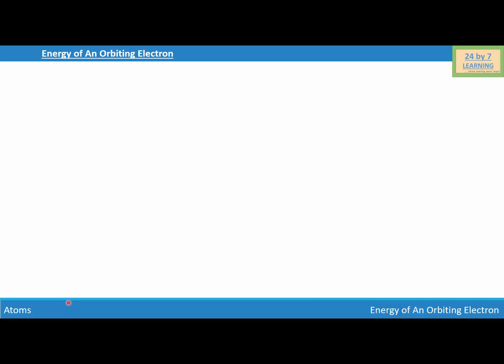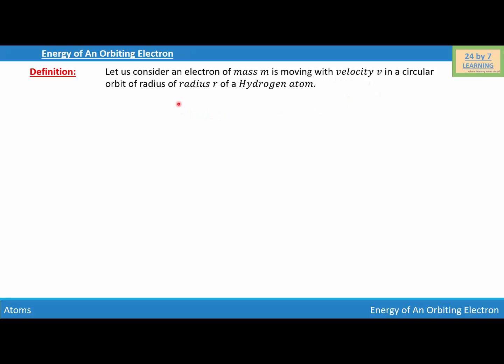Energy of an orbiting electron. Let us consider an electron of mass m moving with velocity v in a circular orbit of radius r of a hydrogen atom. We know that the atom is stable. Then, when the atom is stable, the centripetal force is equal to the electric force.